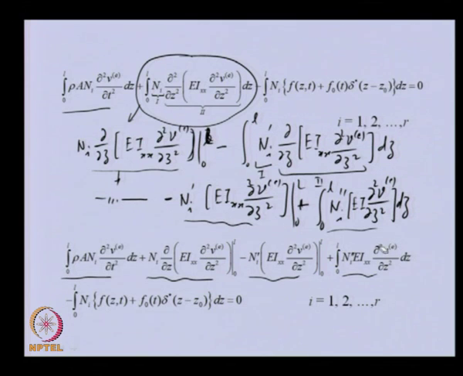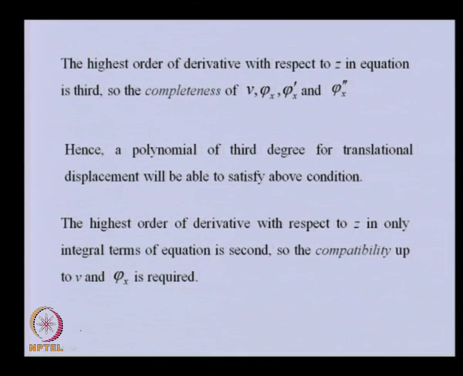And for the compatibility condition, we need to look within the integral at what is the highest differentiation with respect to z. That is 2. So as per the rule, we should have compatibility one order less, that means up to first order. So we need compatibility at the common node of two elements of the variable itself and its first derivative, that means the slope. So let us see these two requirements.